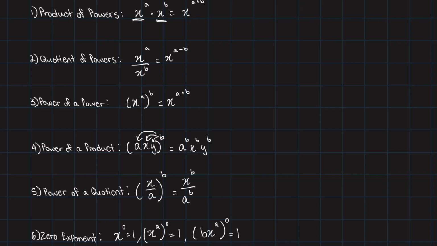If you had b times x to the power of a, all to the power of 0, since that 0 exponent only applies to what's in the brackets, so it applies to x to the power of a, this becomes b times 1, because x to the power of a all to the power of 0 becomes 1, then it just becomes b.